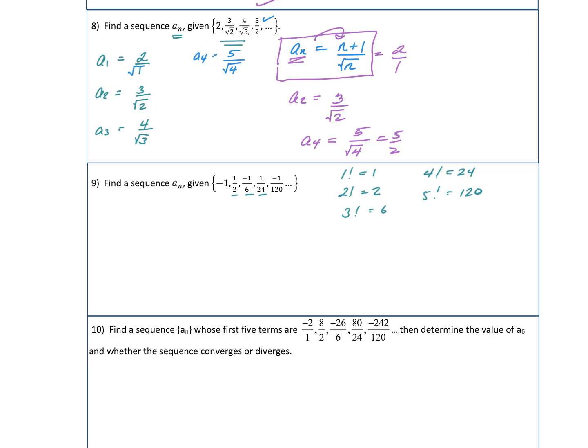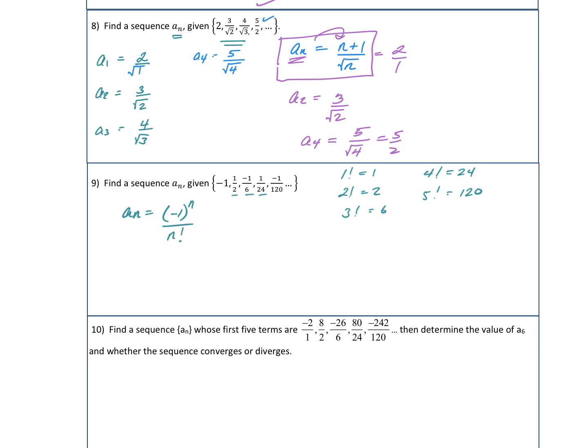So my a sub n here, now this also alternates. It's going negative to positive, negative to positive, negative to positive. So we're going to get -1. The first term is negative, so we're going to put it to the nth power. And then it's simply going to be over n factorial.